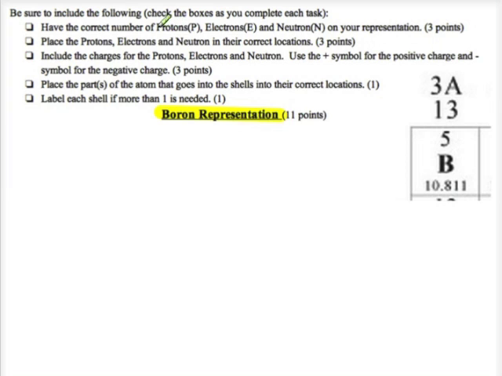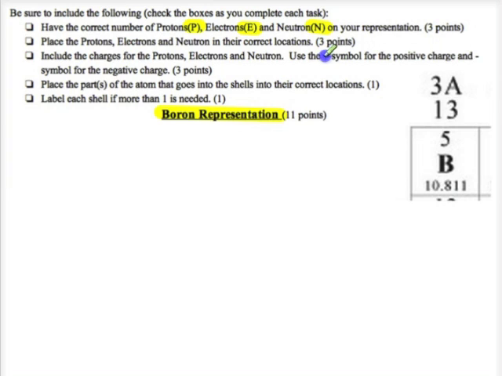Have the correct number of protons, which is going to be P, electrons, and neutrons on your representation. So I'm going to have to figure out in my representation, where do the protons go? Where do the electrons go? Where do the neutrons go? I'm going to have to place the protons, electrons, and neutrons in the correct location. So I have to have the correct numbers. I have to get the correct location. So I can't really do the first one, and I've got to think about the second one too. I should also read the next one.